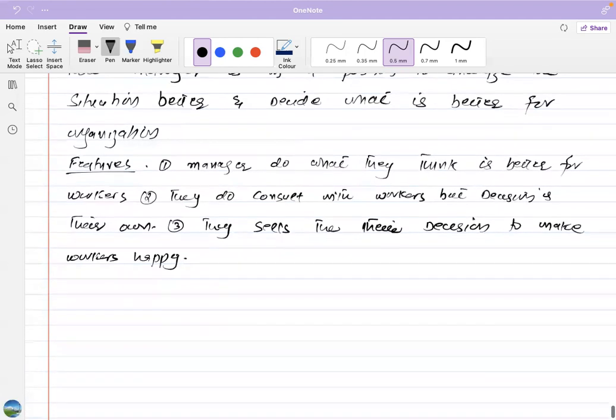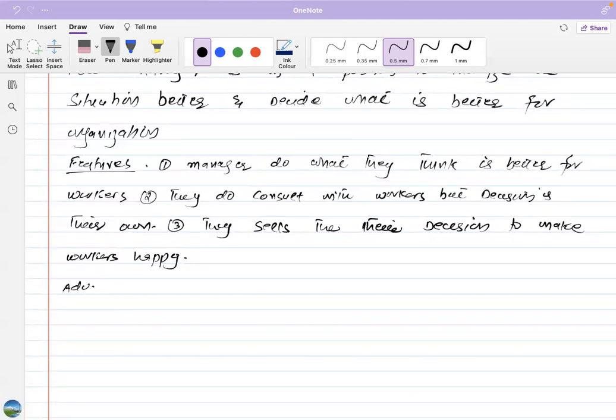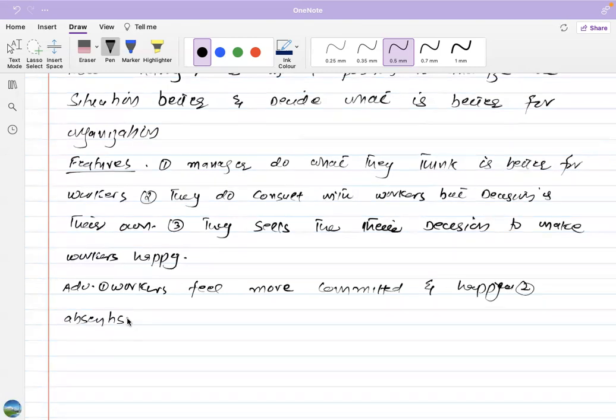If we talk about the advantages, the first advantage is the last line that we have written, that workers feel more committed and happy. Second, surprisingly, in the paternalistic style of leadership, the absenteeism and labor turnover is always low.